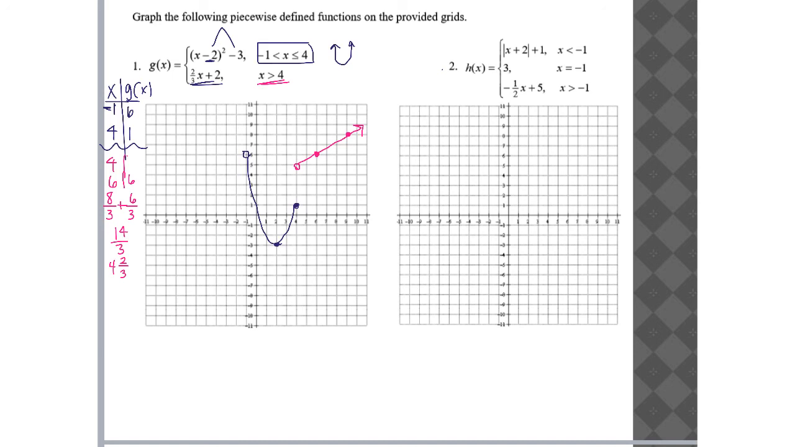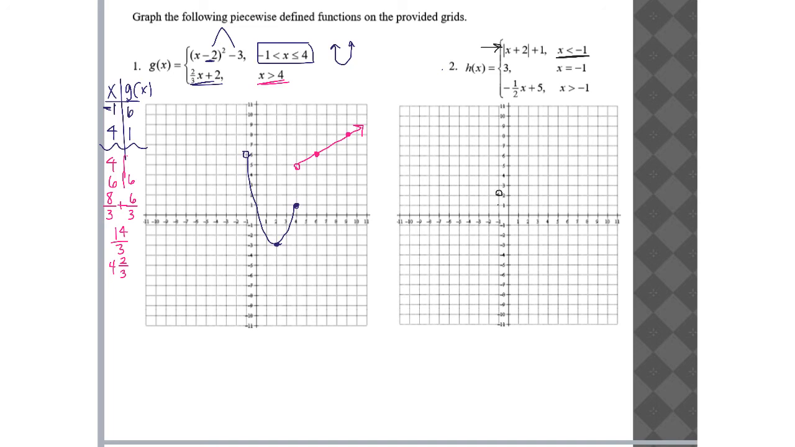All right, and let's see if we can't do number 2. Let's try that one. So again, let's start here. X has to be less than -1. So, of course, we're going to plug in -1. We're going to be rebellious and say, oh, yeah, we can plug in -1. So if we plug in -1 here, we're going to get 1 plus 1, which is 2. So I know this top part here is going to start at (-1, 2), open circle. All right, and it's a V.